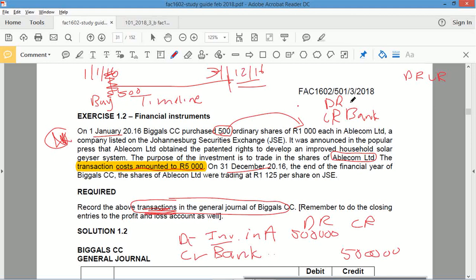Yeah, but you need to give it a name. So share, maybe you can talk about share expenses or purchase expenses or share issue expenses or something like that. So I'm just going to write down share expenses or share issue expenses. Doesn't matter. Okay, but that's the cost of buying the shares, 5,000. So 5,000 debit, 5,000 credit, and that's it. Another one complete.